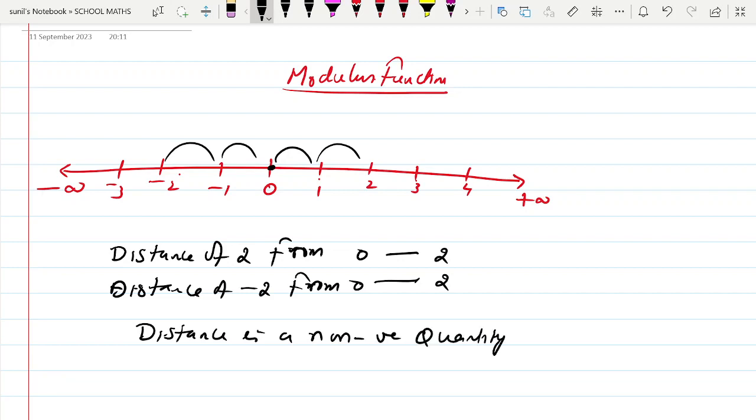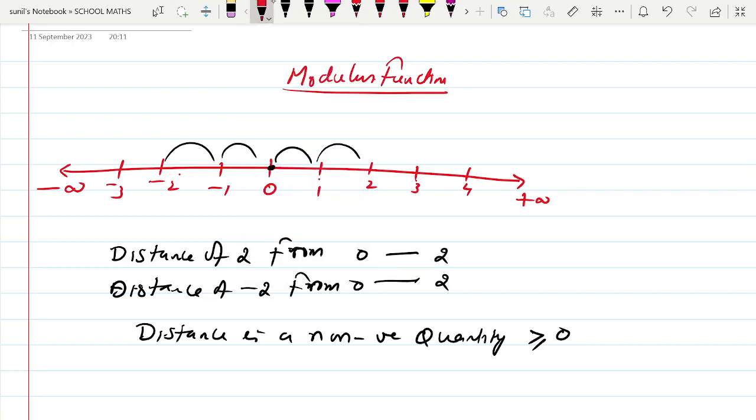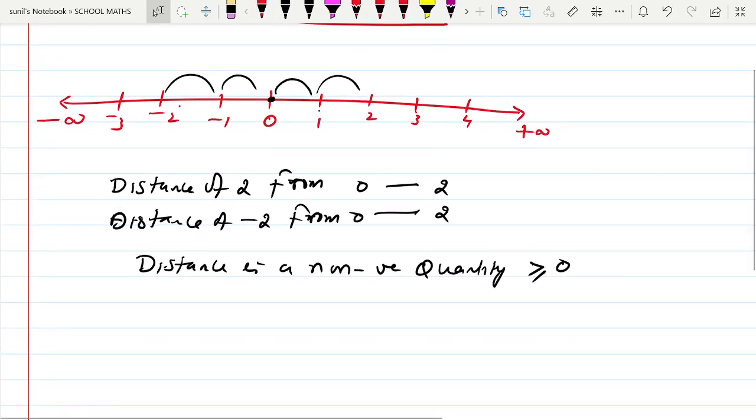Now what do we mean by non-negative? Whenever I use the word non-negative, certainly its meaning is greater than or equal to 0. So this motivates us to define a new concept. How do we define it?